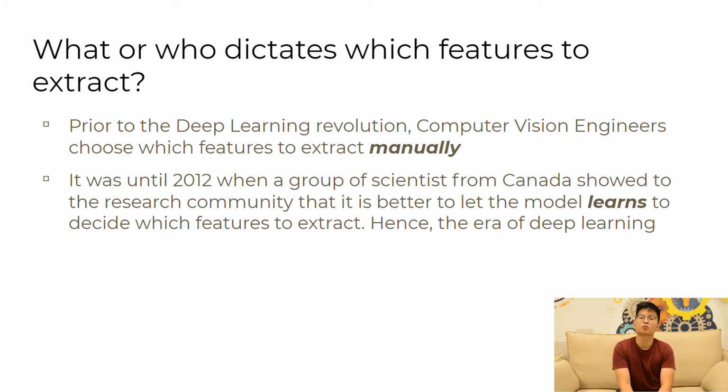The model will learn which features to extract. The model will learn what convolution operation to do. It dictates the floating point numbers, it will dictate whether to extract edges or not, or even higher level dimension features. So this constitutes the era of deep learning.